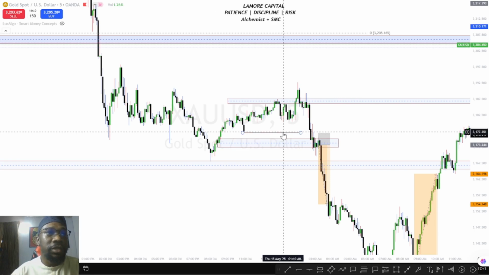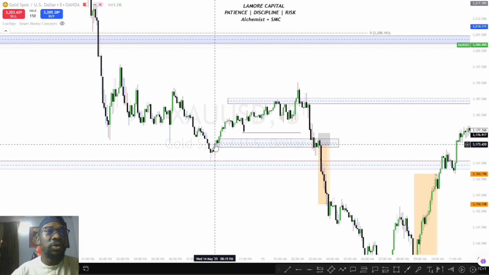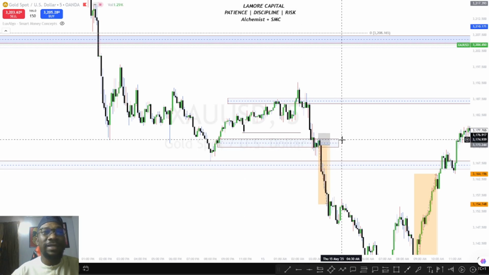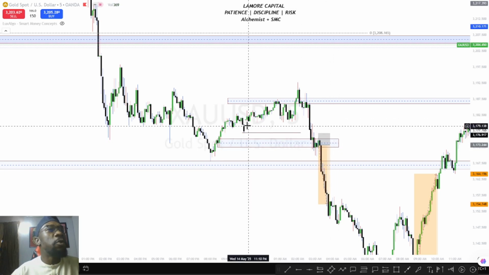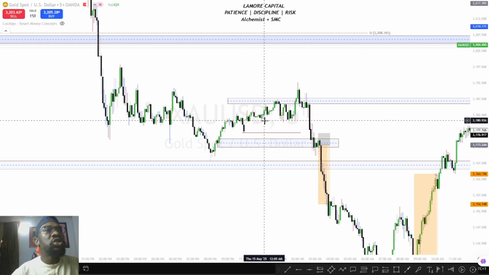This is liquidity, and this is our order block. I knew that this order block was not going to hold this market. It was too obvious because there was not enough build up here. There was no consolidation. There was no momentum. It was just choppy.